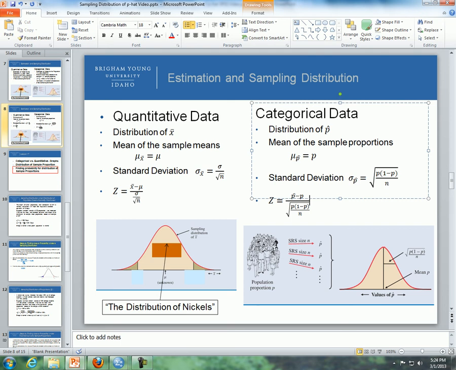Now if we want a z-score similar to the z-score over here on the left side, we can get a z-score for the distribution of sample proportions as well. It would be the sample proportion minus the population proportion divided by the standard deviation that's listed up here.